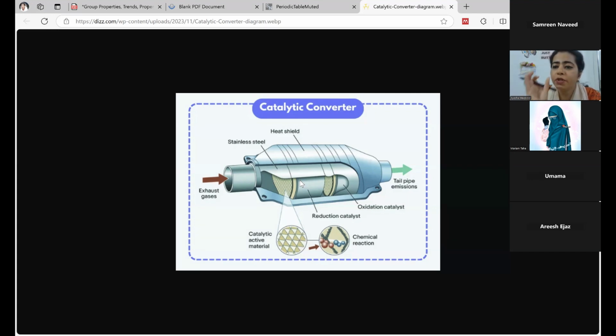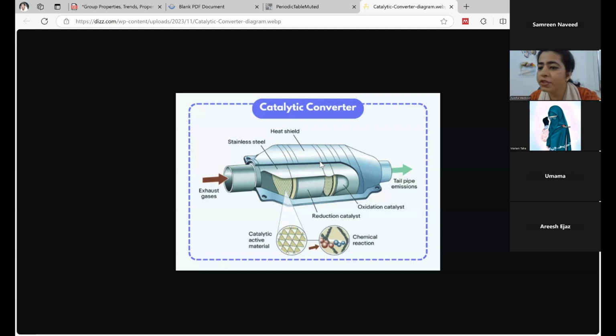So what can we do? We can put this catalytic converter in the car. Dangerous gases or greenhouse gases enter the catalytic converter and they come out in the form of safe gases. This is inside the car. Before the gases come to the environment, to the air, they have to pass through this catalytic converter. So inside the catalytic converter, we are using some catalyst made from transition metals, which are helping these harmful gases to change into safe gases.